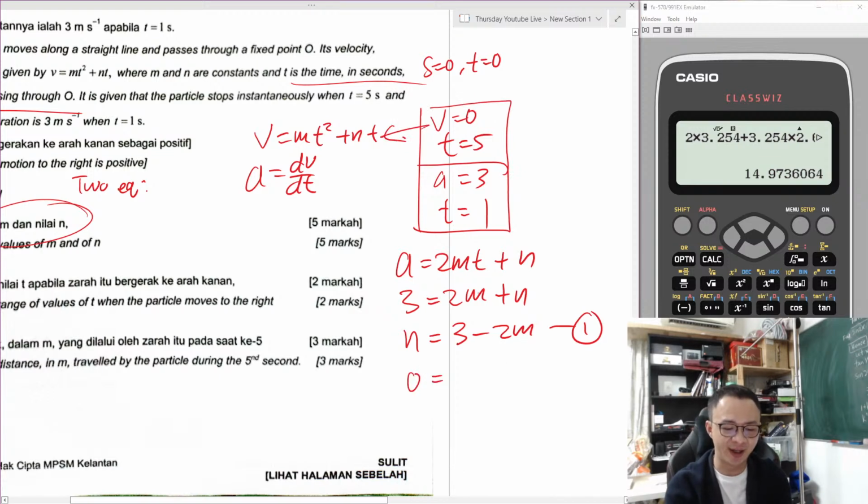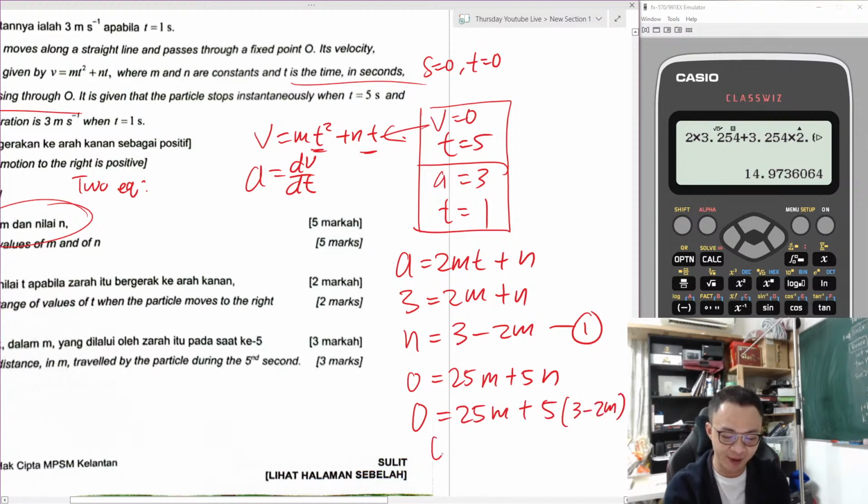V is 0 and t is 5. Okay, so I have 25m plus 5n. I sub t equals 5 into all the t here. I hope you have no surprise here. Then I will sub my n into here as well. Plus 5 times (3 minus 2m). Alright, I hope I can solve my m here. 25m plus 15 minus 10m.